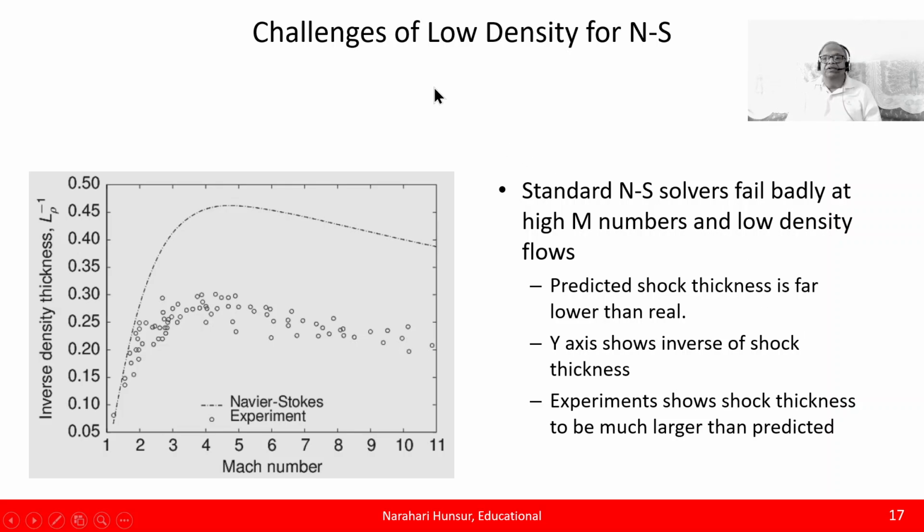There are some experiments which have been done, and this figure shows on the y-axis the inverse density thickness, which is basically equivalent to the reciprocal of the shock thickness. So the higher the number, the smaller the predicted shock thickness. On the x-axis, you see the Mach number. As you can see, the experiments show a much, much thicker shock than what Navier-Stokes predicts. So this is a major area where an error is seen.